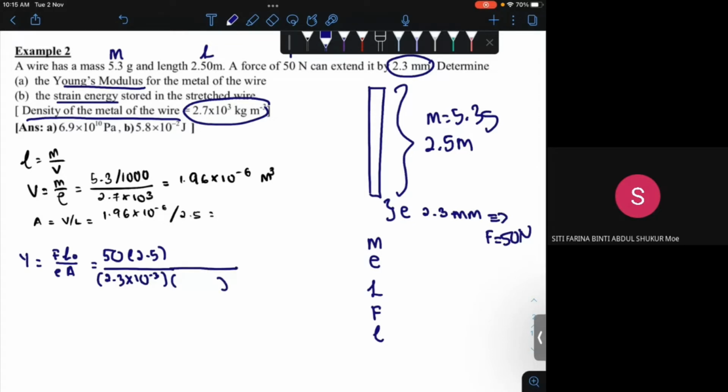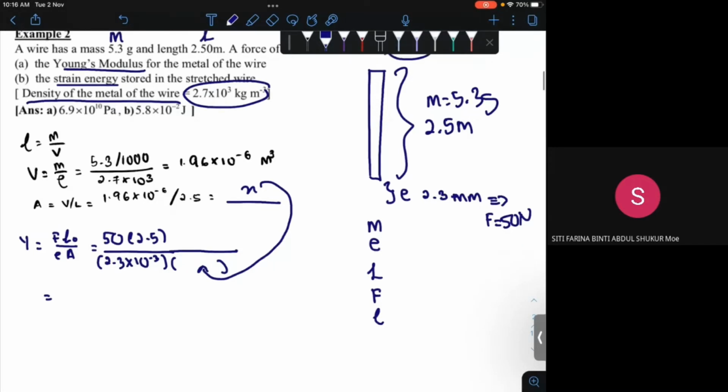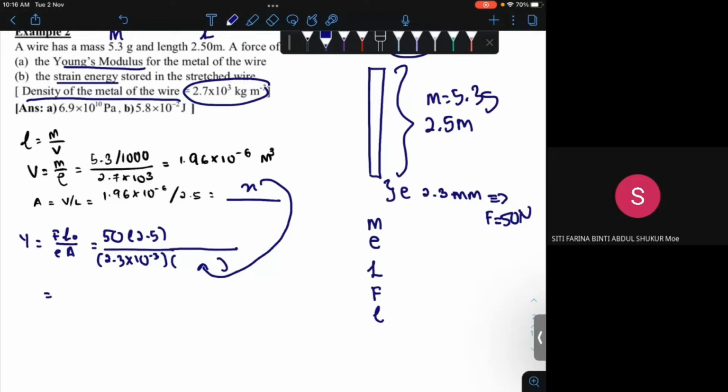Saya masukkan nilai area yang kamu dapat dekat sini ni. Dalam sini, kau akan dapatlah jawapan kamu untuk Young modulus. Maka settle dekat situ. And then, strain energy adalah U. How do you find U? Apa equation untuk U?